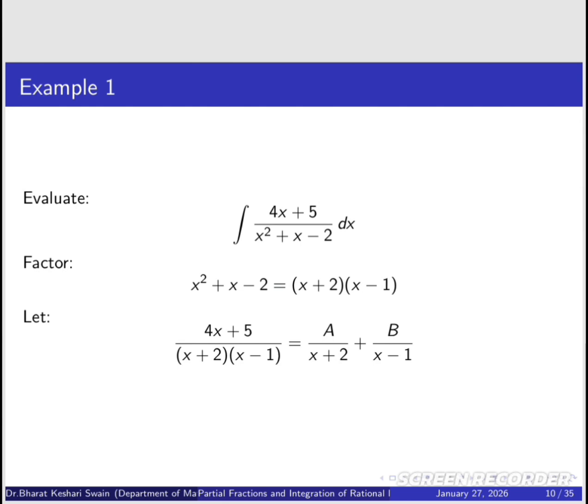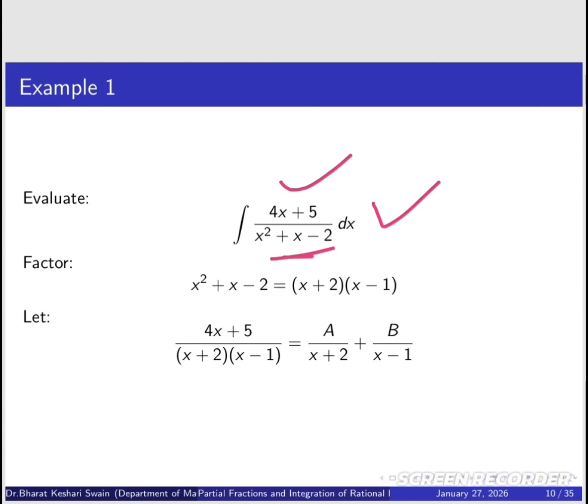The question is we have to integrate (4x + 5) divided by (x square plus x minus 2). So this is the question. First check whether it is a proper fraction or improper fraction, because the degree of numerator is less than the degree of denominator, so it's a proper fraction. And directly you can solve it.